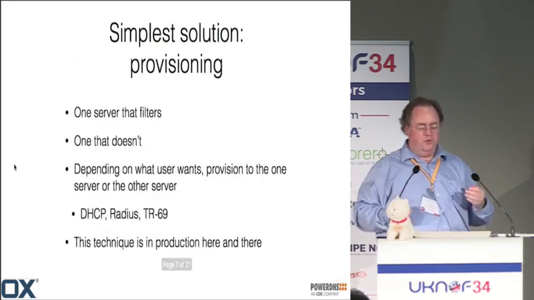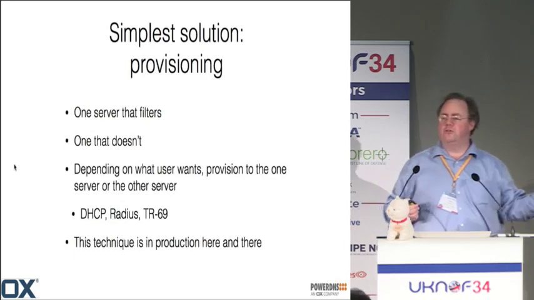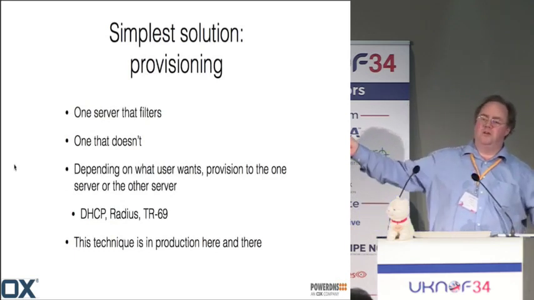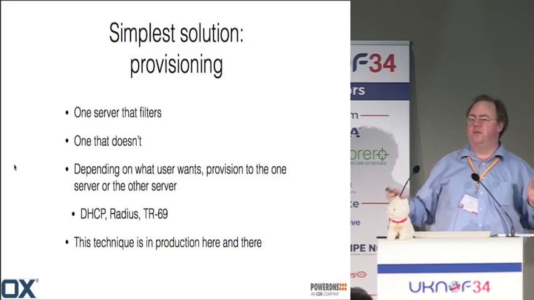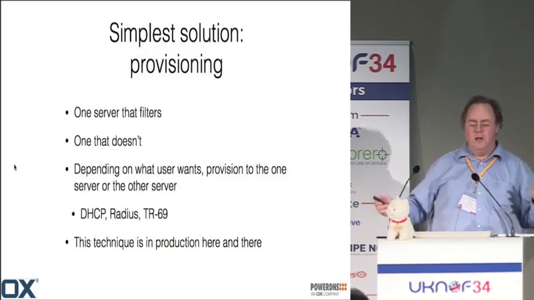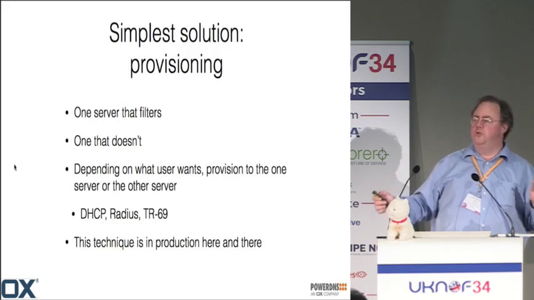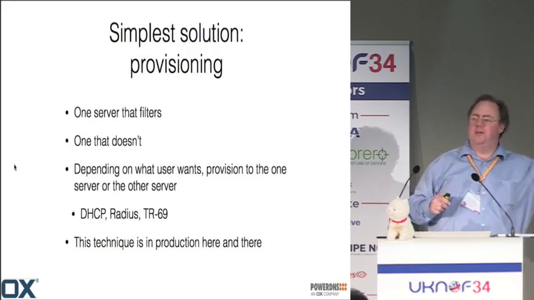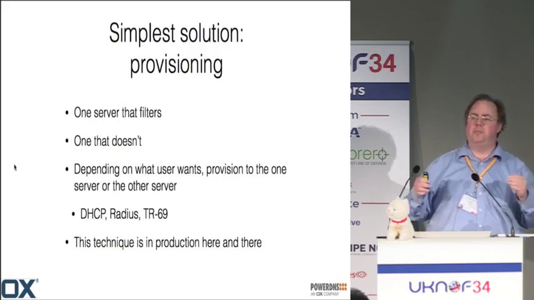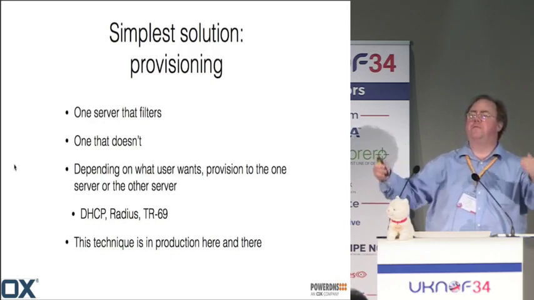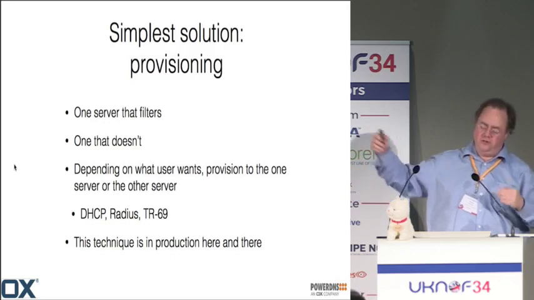Well, the simplest solution is to take one name server that filters access to porn and another one that doesn't. This kind of trick is deployed here and there, and it's really simple, it really works, but it does rely on you not having this decade-long deployment history with hard-coded IP addresses everywhere, because this only works if you use the IP address that is provided by the official DHCP or RADIUS or TR-069.